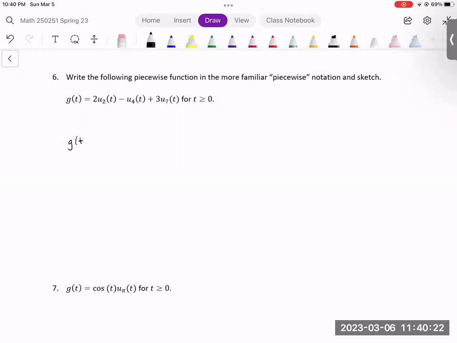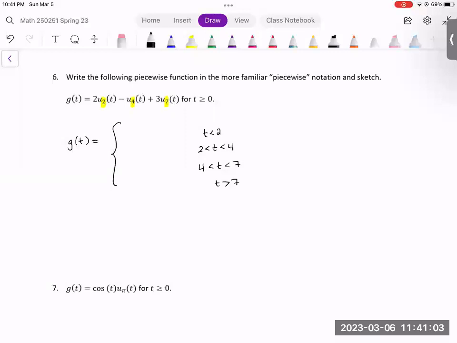G of t is going to be equal to, so we're going to first think of t less than 2. I'm going to be pulling these numbers from where these steps happen, and t between 2 and 4. And I'm just putting them in the order from smallest step to largest step. They were given to us in this order. And then t between 4 and 7. And then t bigger than 7. Okay, so we're going to have 4 rules going on.